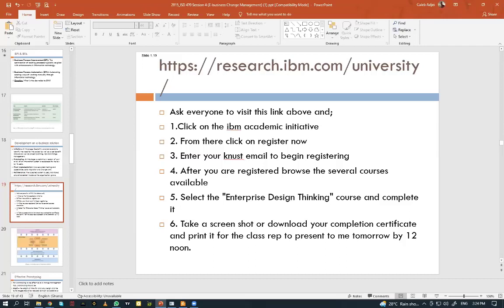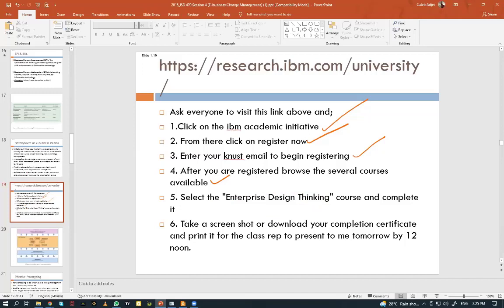Okay. So after you register, you click on IBM Academic Initiative. So you go to this particular link and you go to the Academic Initiatives page. Then from the link, you go and register. You enter your KNUST mail to begin the registration process. Then after you are registered, browse several courses that are available. There are a lot of courses over there. One of the courses is called Enterprise Design Thinking.